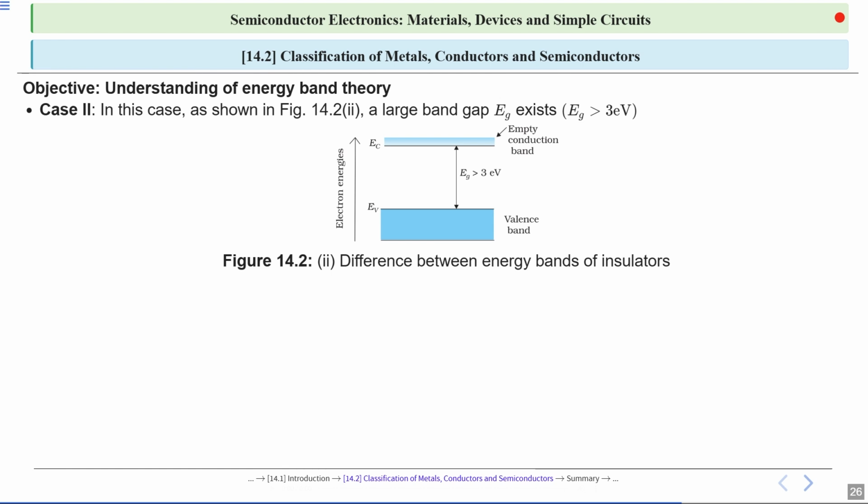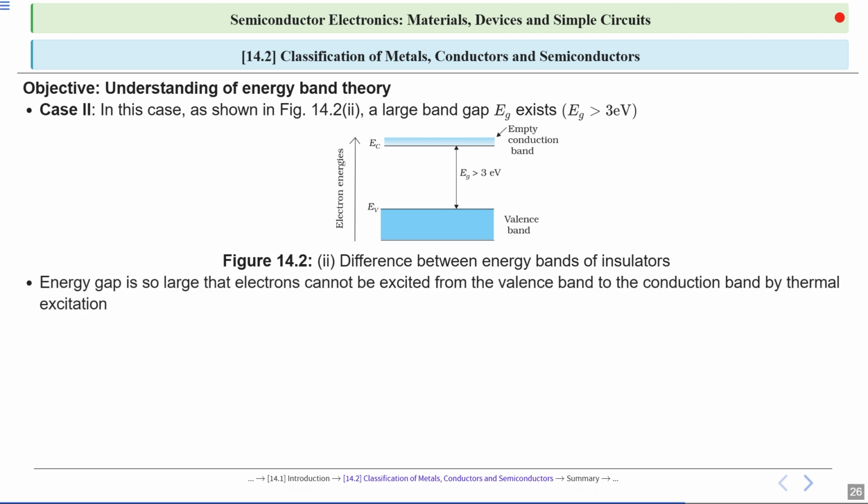In case 2, we look at materials where a large energy band gap, EG, exists between the valence band and the conduction band. This gap is greater than 3 electron volts, making it very difficult for electrons to jump from the valence band to the conduction band at room temperature. In simple terms, in a material that has a large energy gap between its valence and conduction bands, more than 3 electron volts, electrons need a lot of energy to jump from the valence band to the conduction band. Since thermal energy isn't enough to provide this energy, electrons stay in the valence band and can't move freely.